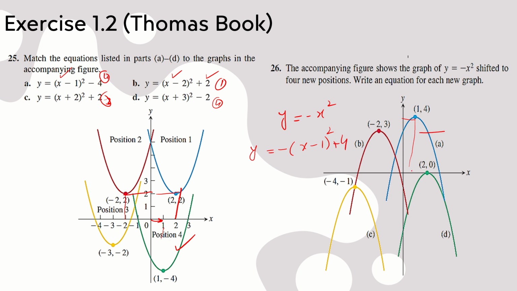1 unit to the right and 4 units upward. So 4 units upward means plus 4, and 1 unit to the right, that means (x minus 1) whole square, and so on. It's the same thing for B. That will become y is equal to minus (x plus 2) whole square, with minus sign obviously in the front, and then plus 3, and so on. You can do the rest as well.